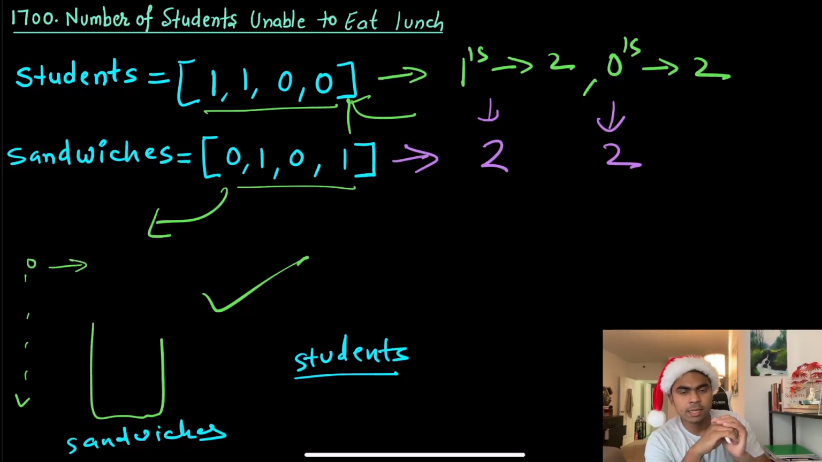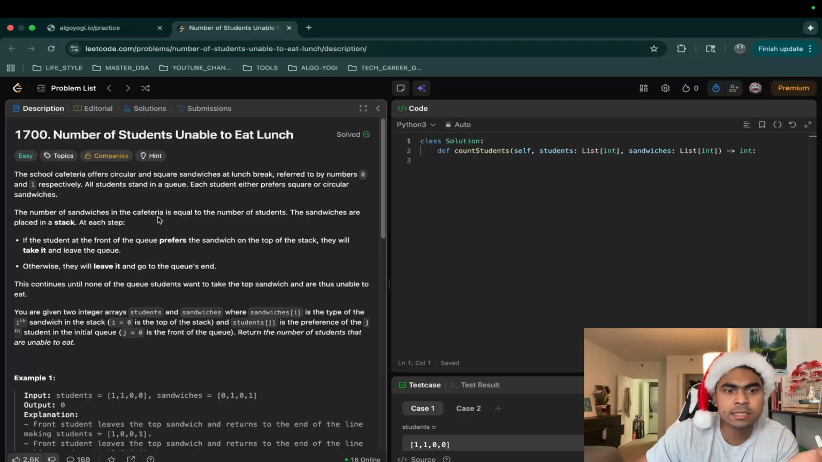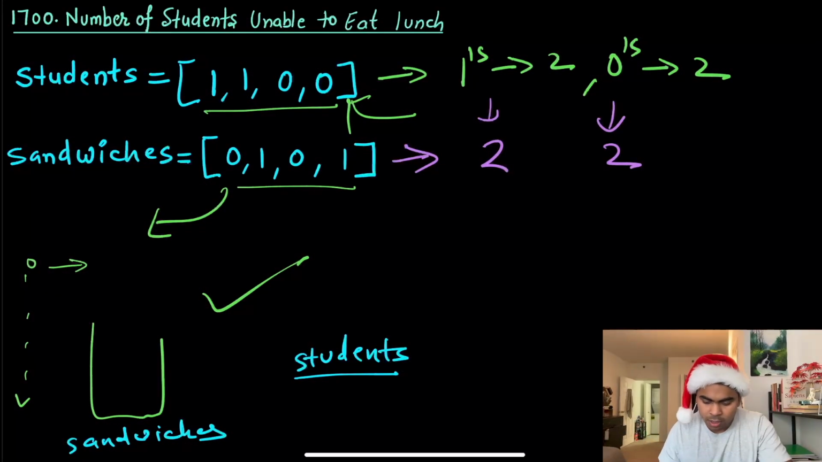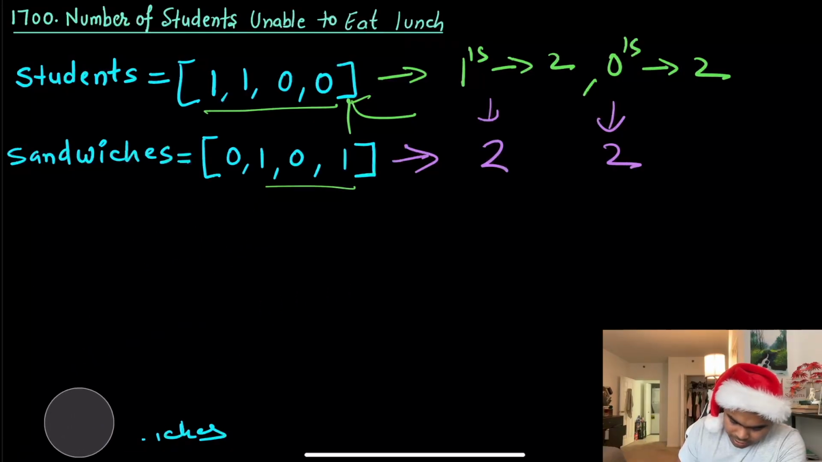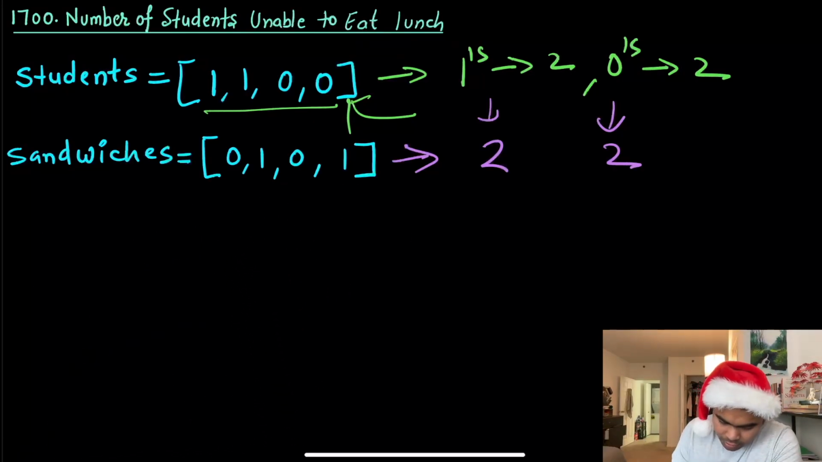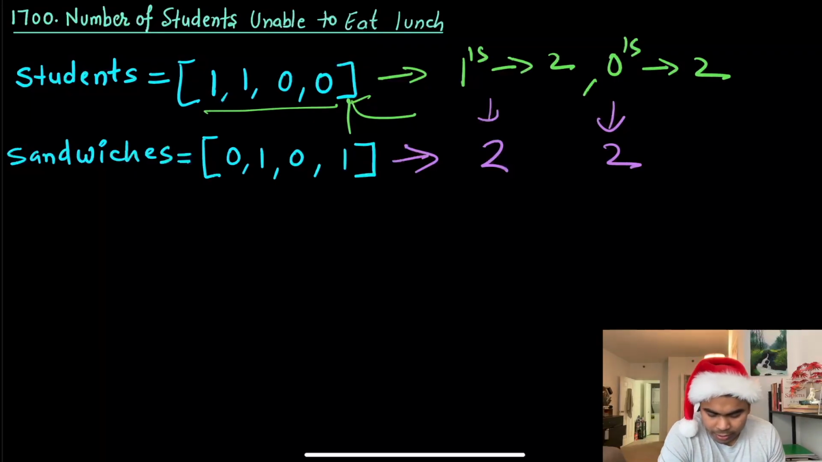But let's say we were given that the number of sandwiches and the number of students are equal. So it was given to us. If you see right here, the number of sandwiches in the cafeteria is equal to the number of students. So simply what we can do is just count the number of zeros and ones in the students, and there are two things that we can do.